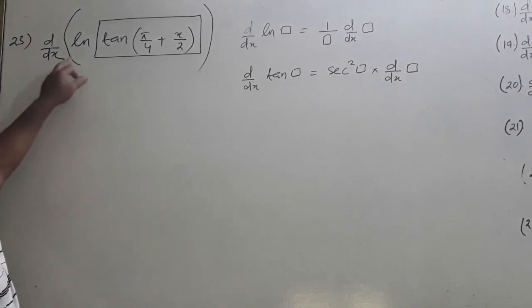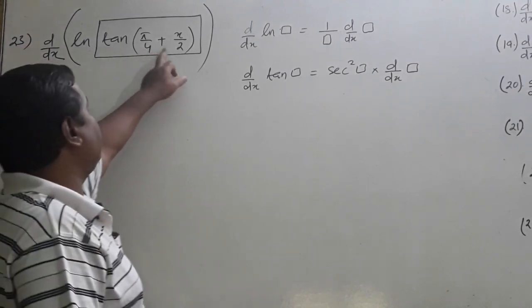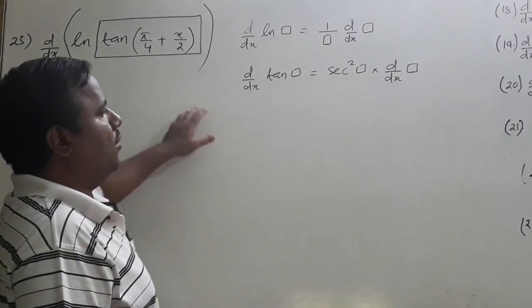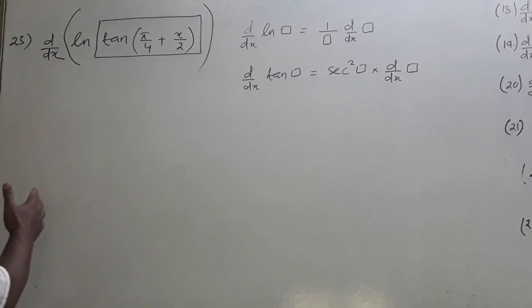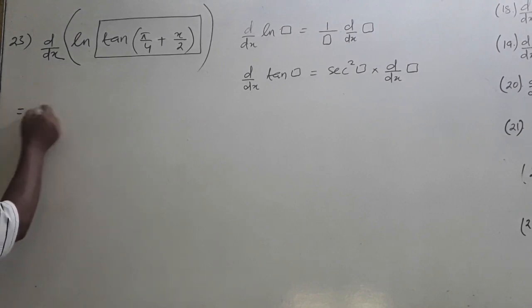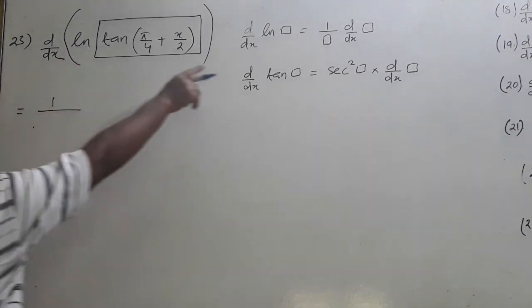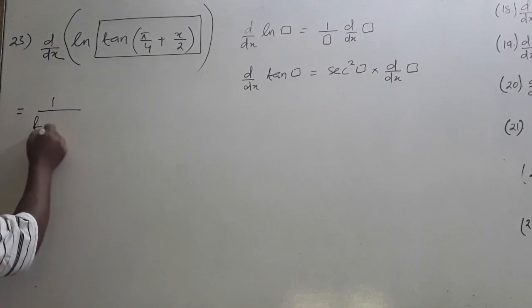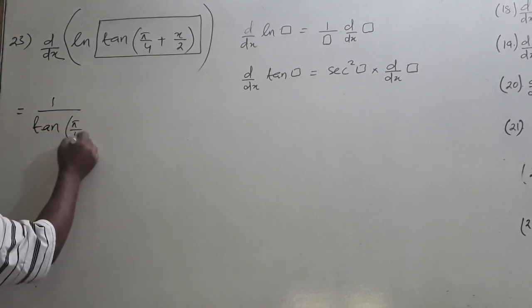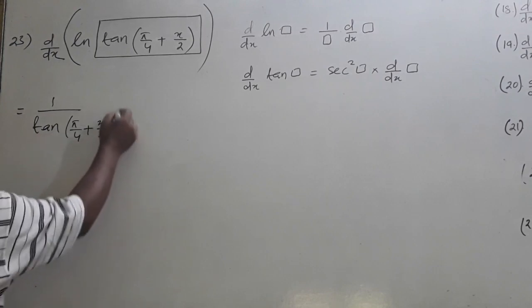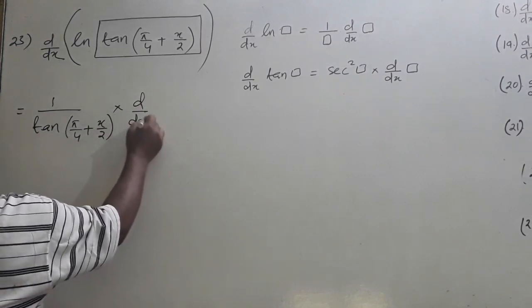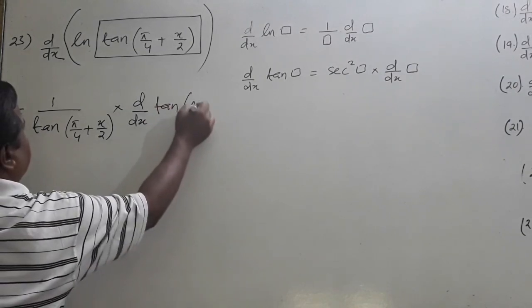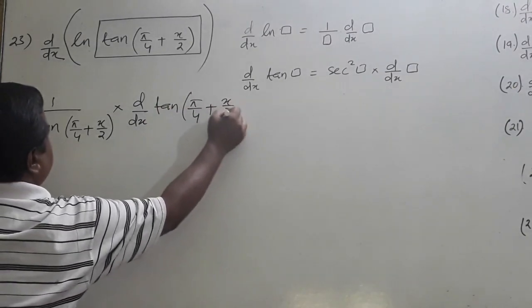Now this problem: d by dx of ln tan of pi by 4 plus x by 2. Okay? Now what do you have to do? First I read the word ln, then everything in the box. So ln, what is in the box? tan of pi by 4 plus x by 2. You know the formula of ln box, that is 1 by box into d by dx of box. So here 1 by tan of pi by 4 plus x by 2 into d by dx of tan of pi by 4 plus x by 2.